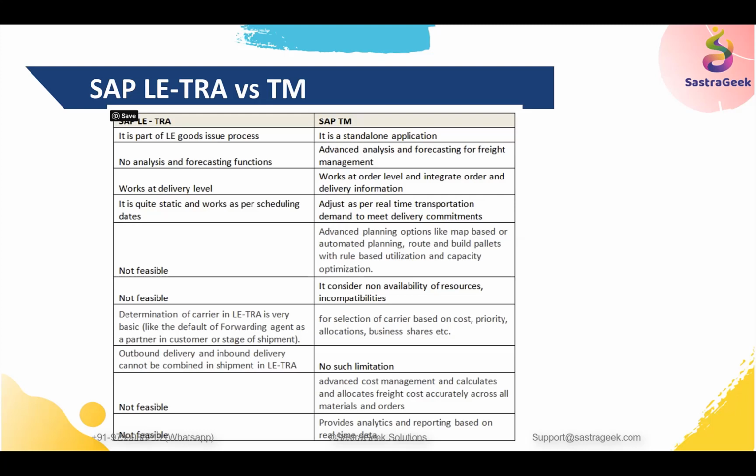Those are possible within TM, but if you go with LETRA, you cannot combine goods receipt and goods issue together. You have to have two different shipment documents, because a shipment document has a direction first, whether it's outward or inward, and accordingly you will have an option of selecting the deliveries. Mostly outward, then outbound deliveries. If it is inward, then inbound deliveries are available for your selection.